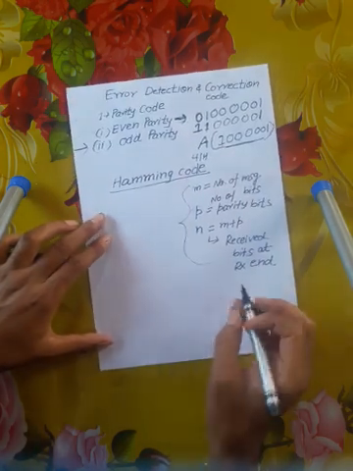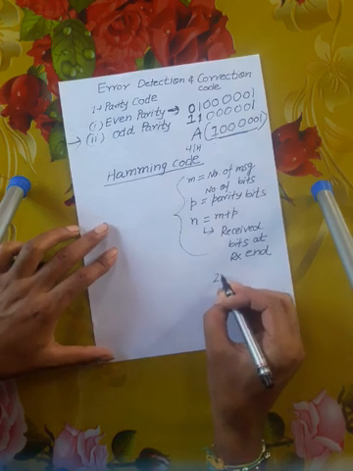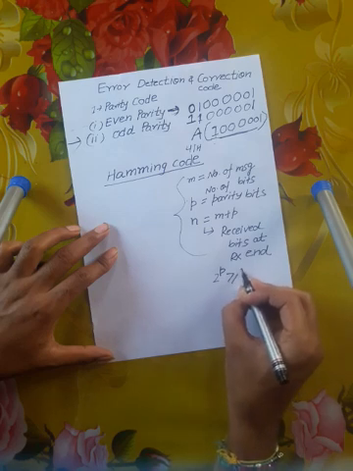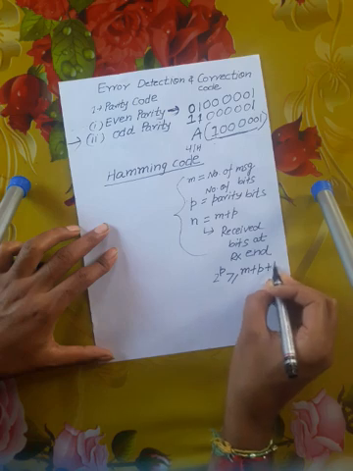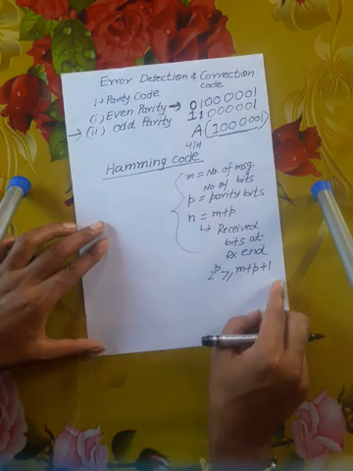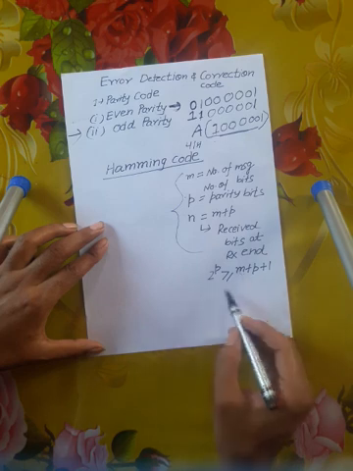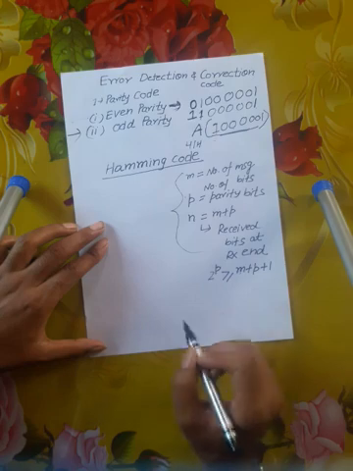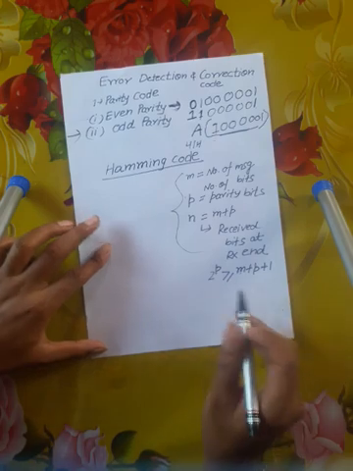Now one important formula: 2 to the power P must be greater than or equal to M plus P plus 1. P is parity bits, M is message bits. How will you calculate the number of message bits and the total number of parity bits?